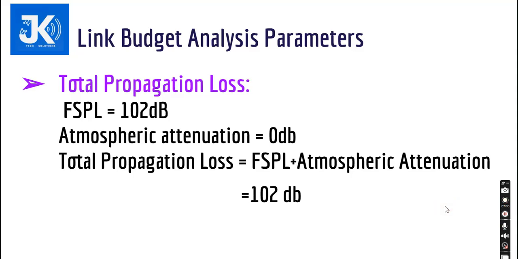After finding free space path loss, now we need to find the total propagation loss. In order to calculate the total propagation loss, we need to know two parameters: free space path loss, and atmospheric attenuation. Already we have found the free space path loss, which is equal to 102 dB. In addition to that, we consider atmospheric attenuation equal to 0 dB. The total propagation loss is nothing but the sum of free space path loss and atmospheric attenuation. We add both values and we get the total propagation loss equal to 102 dB.